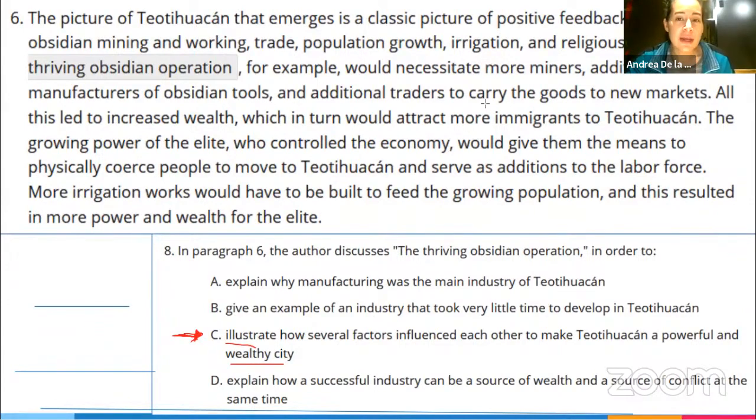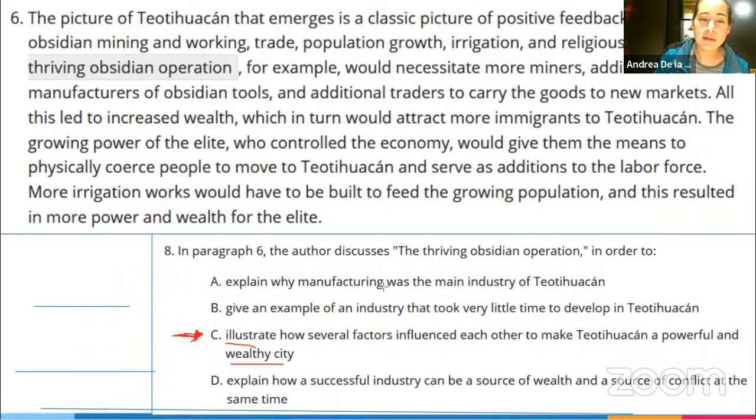Do you guys agree? I don't think so. The thriving obsidian operation is not even part of the idea. It's something that is used to support the main idea. But what is the main idea here? Maybe the relationship of all those factors to make Teotihuacan a wealthy city or a powerful city. Exactly, that's it. So the main idea here, and I think we said it yesterday, remember, this was the last paragraph, right?